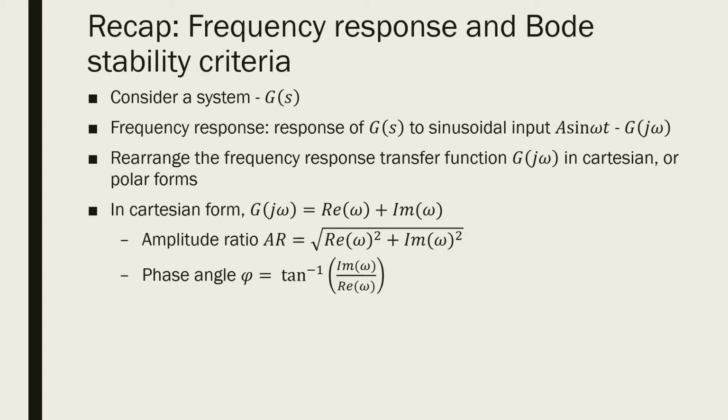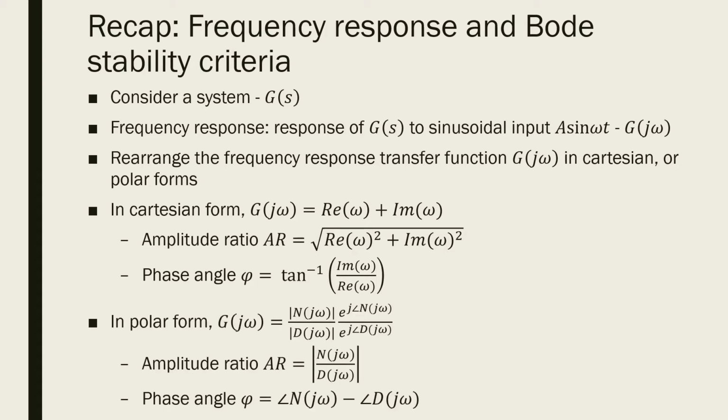The Cartesian form is given as G of j omega equals real part plus imaginary part, both of which are functions of omega. The amplitude ratio for this form is given by AR equals the square root of the real part squared plus the imaginary part squared. The phase angle is given by phi equals tan inverse of the imaginary part over the real part. The polar form is given in the form of numerator polynomial over the denominator polynomial, where both polynomials contain real and imaginary parts as well as exponential terms. The amplitude ratio and phase angle are given by the following formulae.